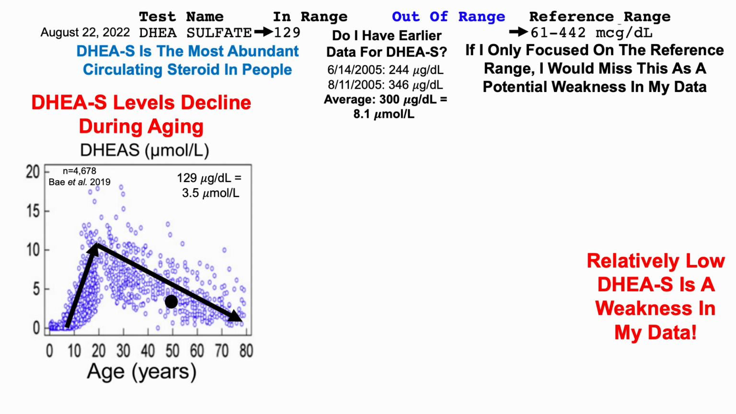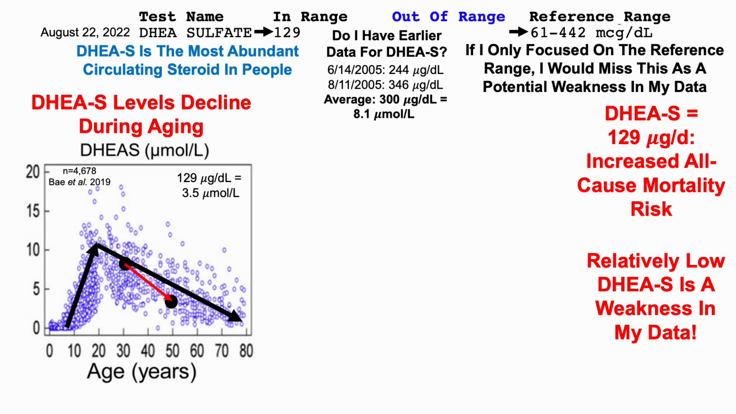This isn't a commonly performed blood test. So for whatever reason, in 2005, I measured it twice over a 2-year span. And my average over those 2 tests was 300 micrograms per deciliter. And if we put that data on the age-related plot, we can see that there's definitely been a decline for my DHEA sulfate levels during aging.